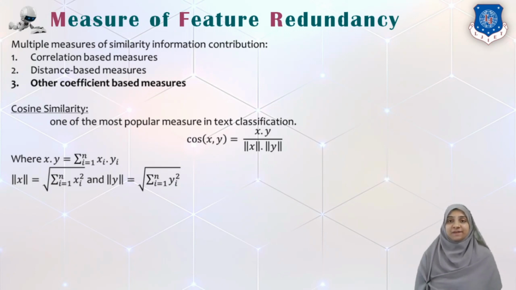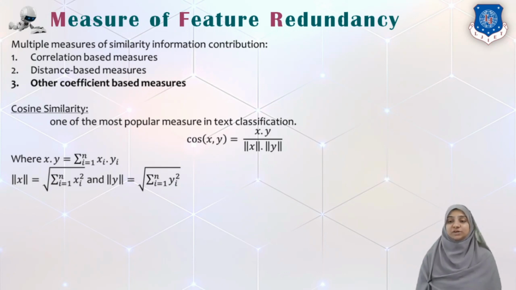Next coefficient-based method is cosine similarity. It is one of the most popular measures in text classification. Say if my attributes are not binary and if my data set is used for text classification, we must use cosine similarity information. Now, how to calculate cosine of any two features x and y?